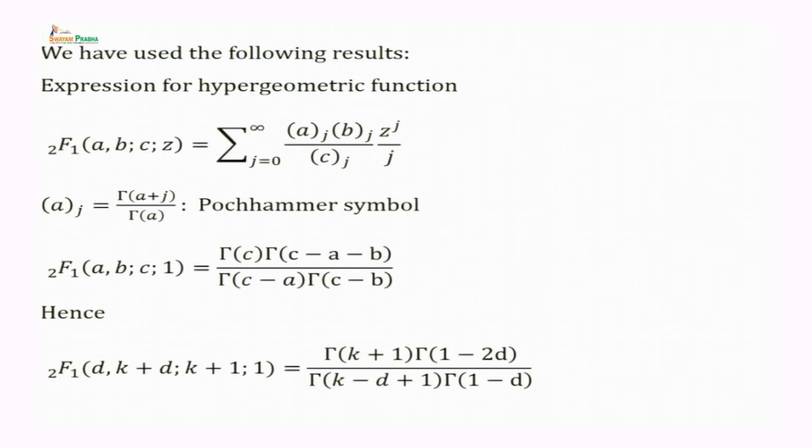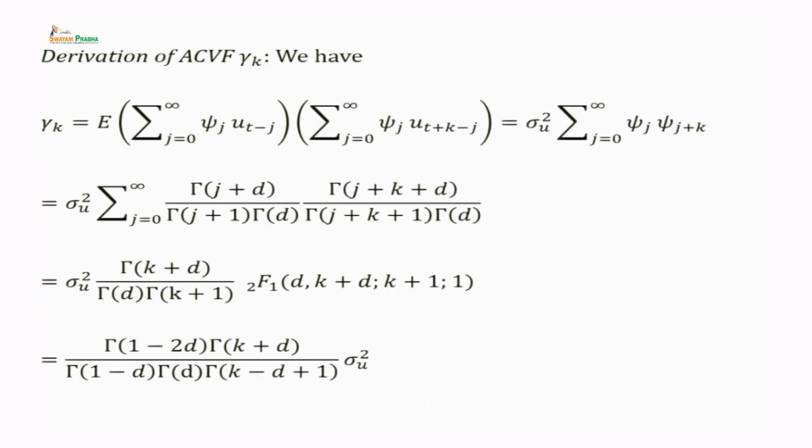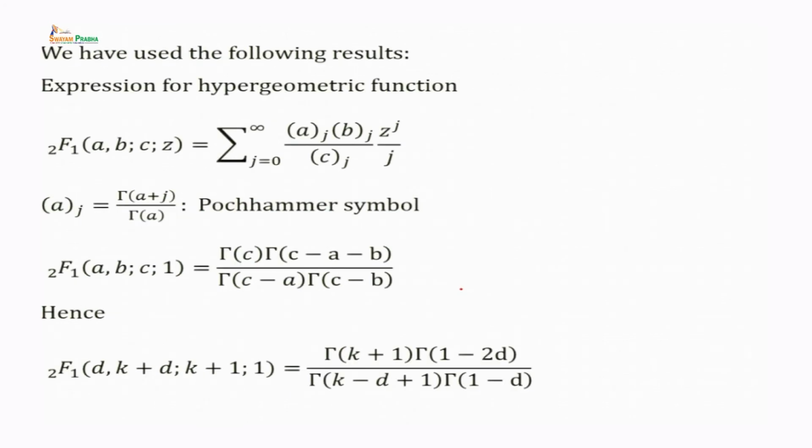In the previous slide, we require the value of this 2F1 d, k plus d, k plus 1, 1, and using this result, the value of this special function is gamma k plus 1 gamma 1 minus 2d upon gamma k minus d plus 1 gamma 1 minus d.